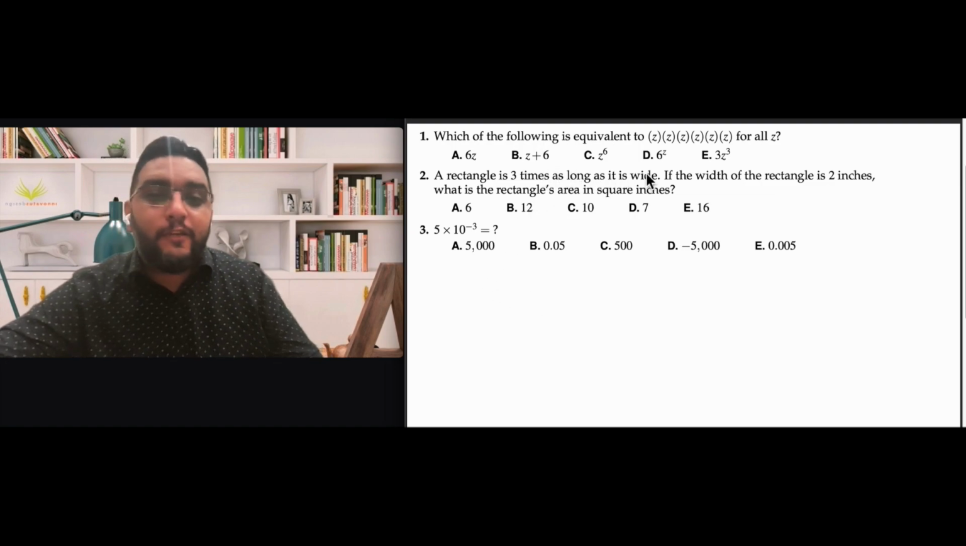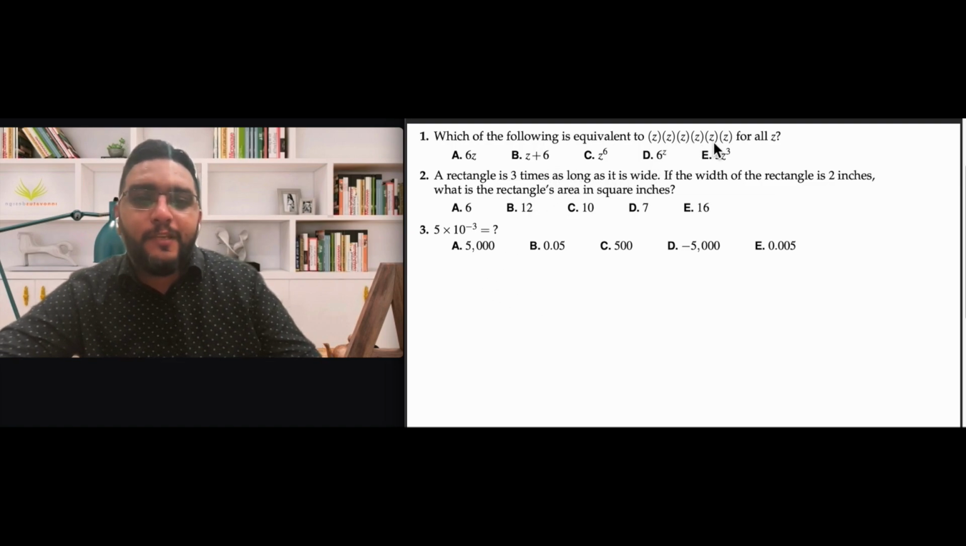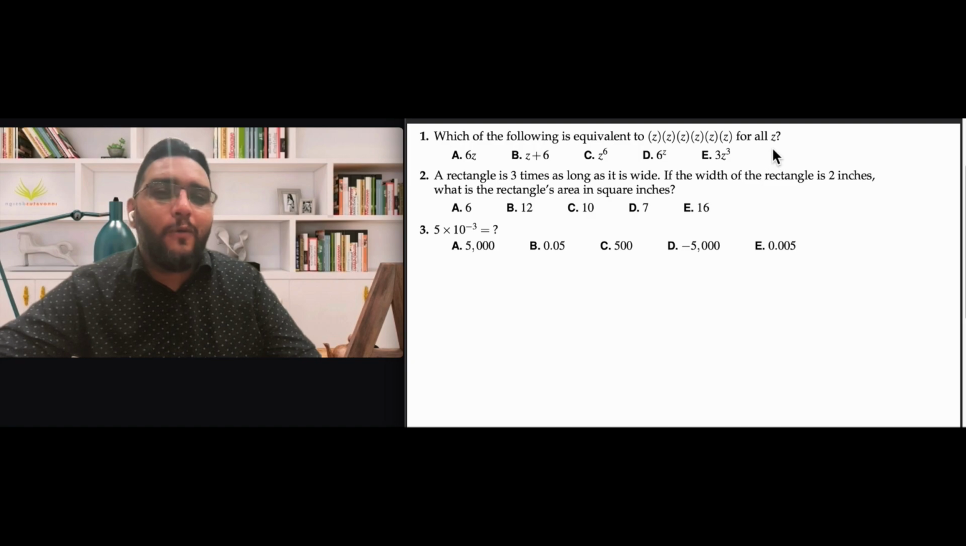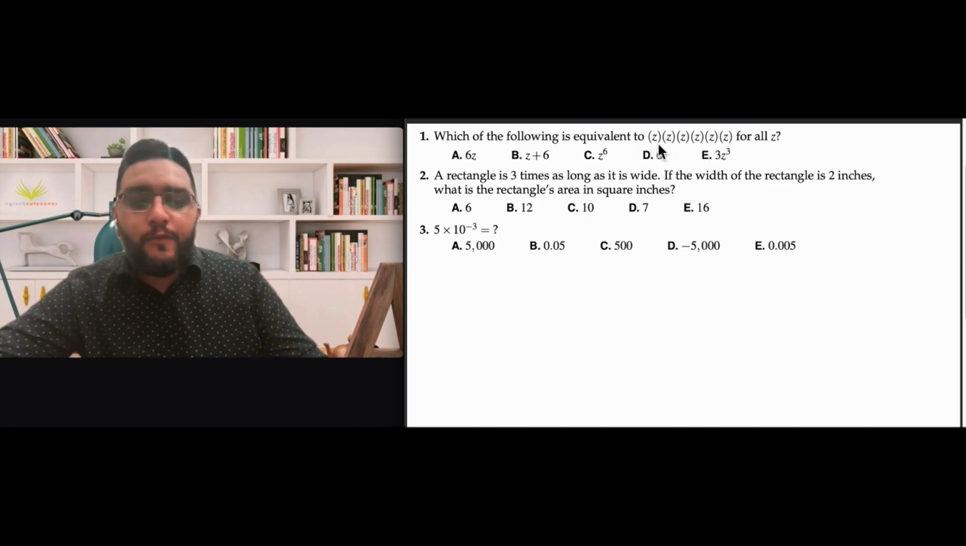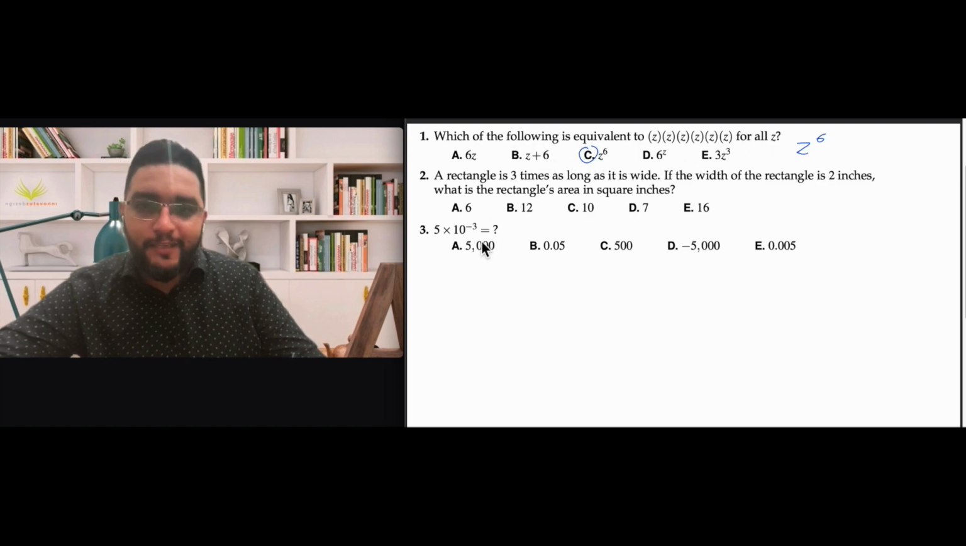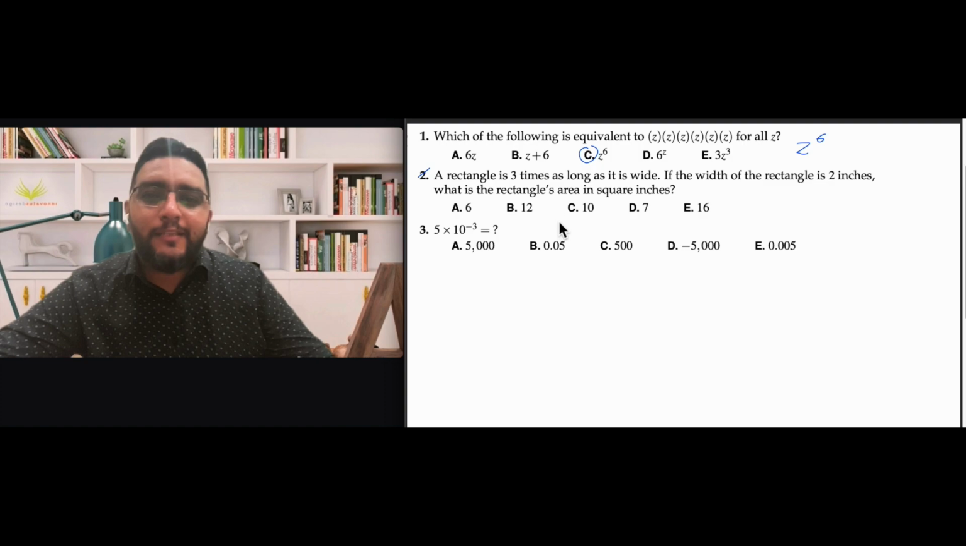Which of the following is equivalent to z times z times z times z times z times z for all z? As you know, if we have several terms like that with the same base and a multiplication sign between them, just add the exponents. So we have 1, 2, 3, 4, 5, 6. It will be z raised to the power of 6, so the answer is C.